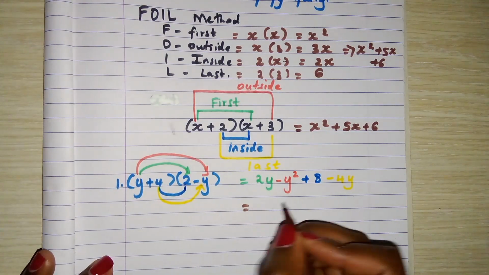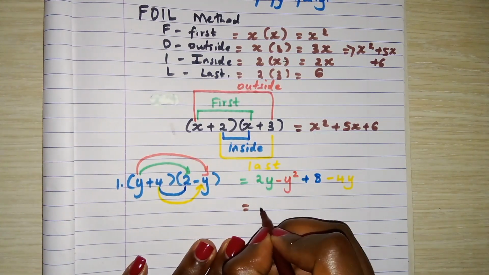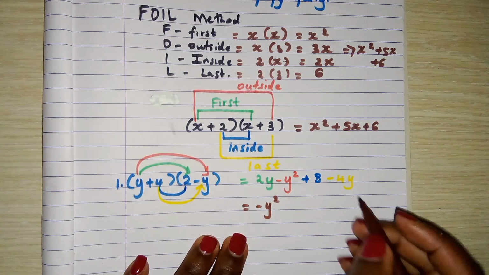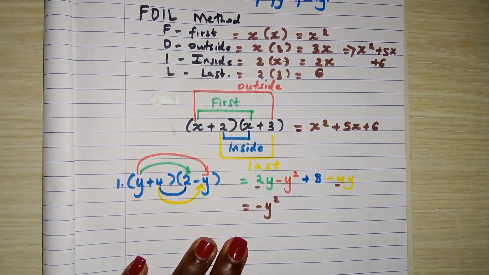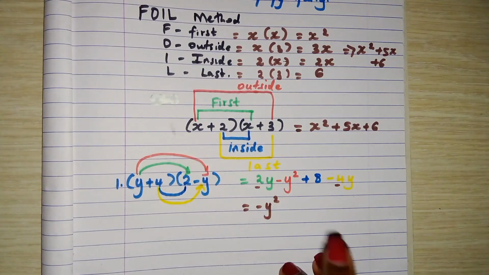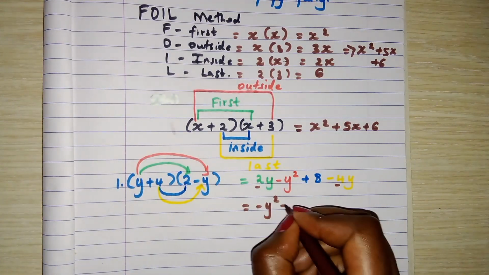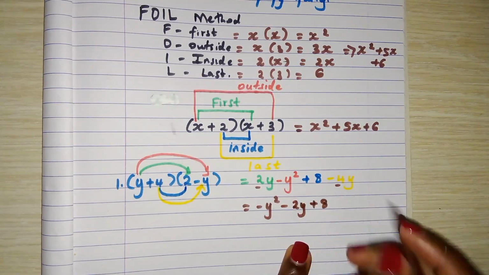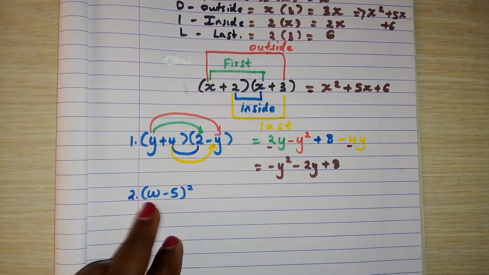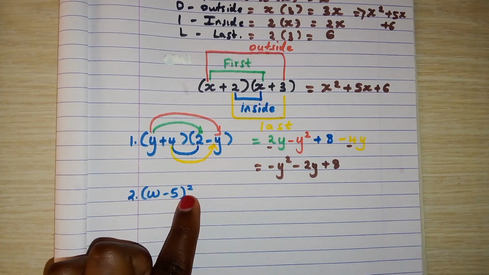So basically the answer would be, we start with negative y squared. Then here we have 2y and negative 4y, which is negative 2y, plus 8. Question number 2, we have w minus 5 in brackets squared.